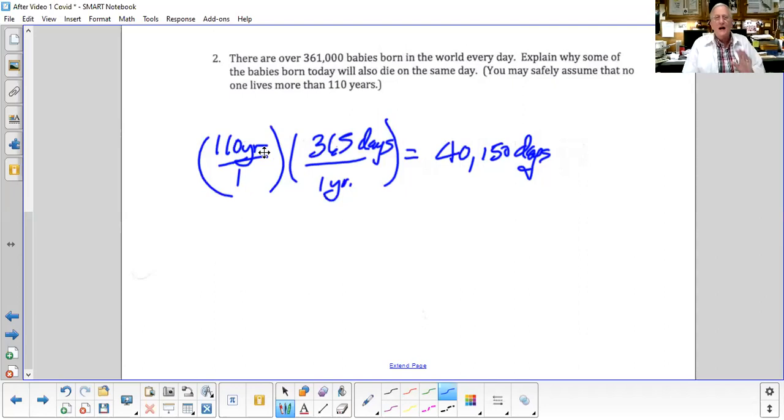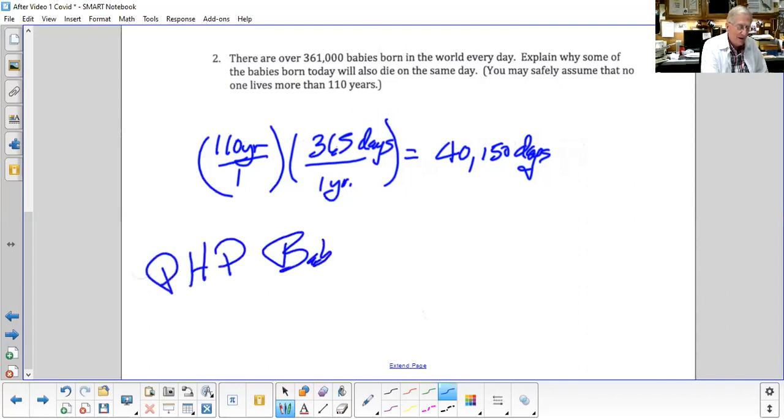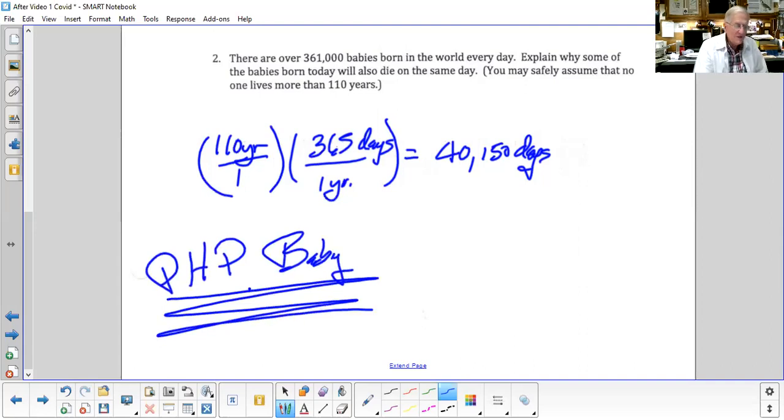Now I'm going to tell you how I usually allow you to write this on a test. You can write PHP, baby. PHP means what? Pigeonhole principle. So because of PHP, we know that there are going to be many people that die on the same day. Could be their birthday, could be any day.